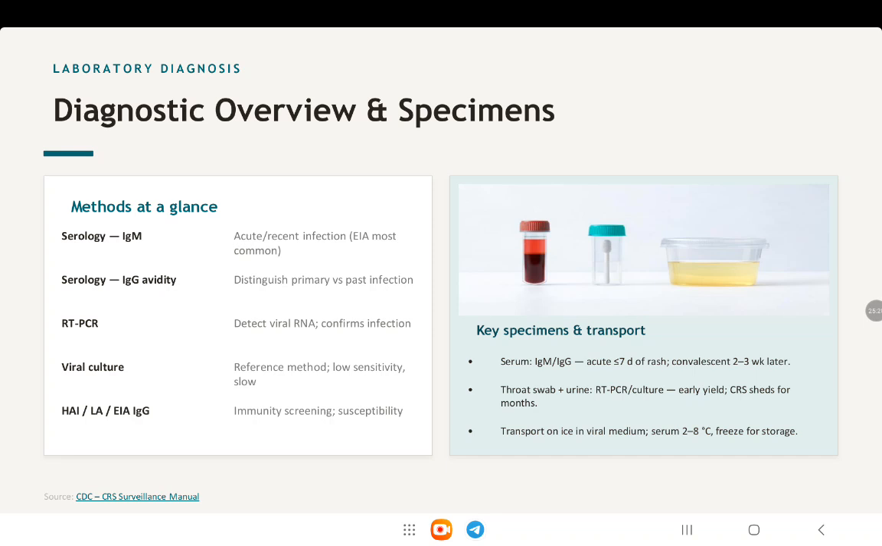Always collect the samples early and at a suitable time, and transport them under suitable conditions, at a temperature of 2 to 8 degrees, or store them frozen. A cold chain condition is recommended for the storage of the samples.